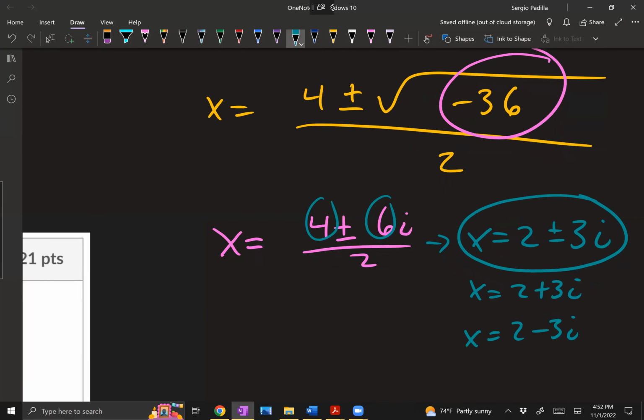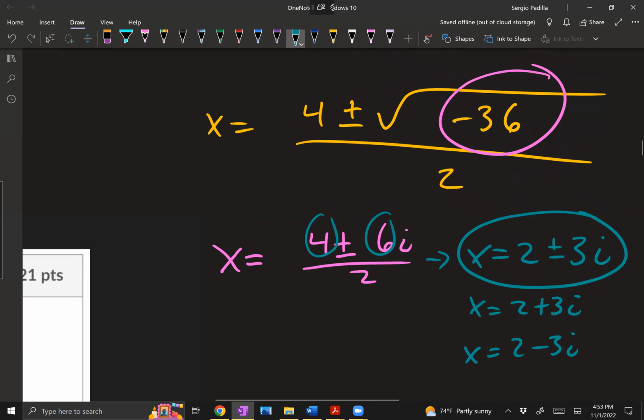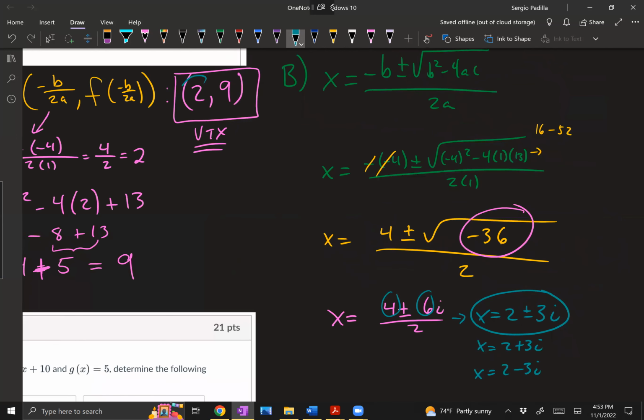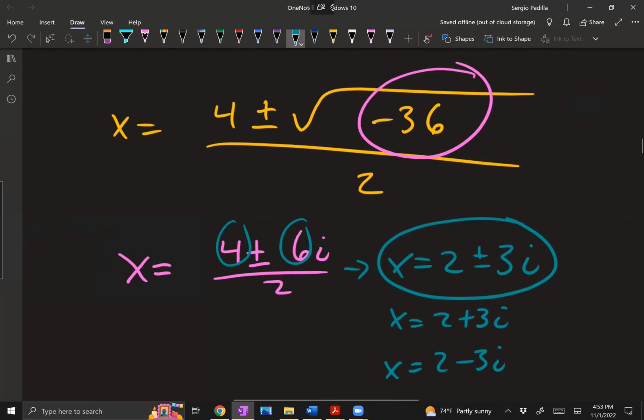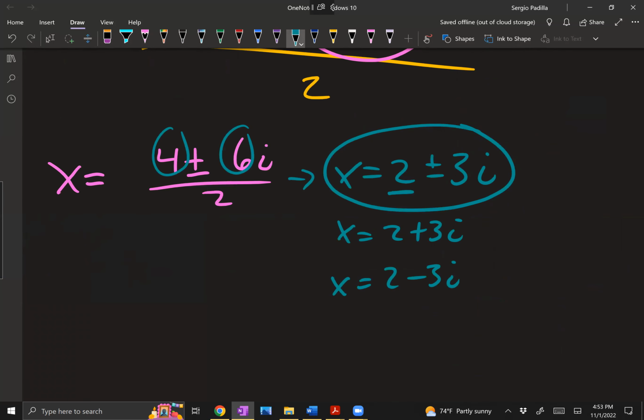I want you guys to remember that earlier we found that the vertex of our parabola was at x equals 2, and guess what the real part of our solutions is? It's 2. So we know that if we plugged in a complex number with 2 for the real part, you're going to get a real answer. Depending on what you plug in for the imaginary part, you'll find a 0 for this.